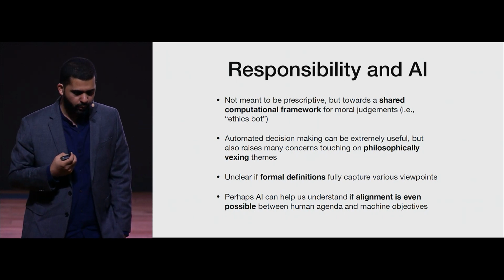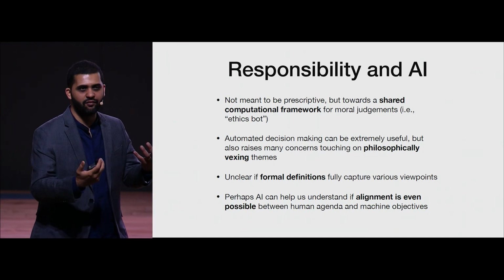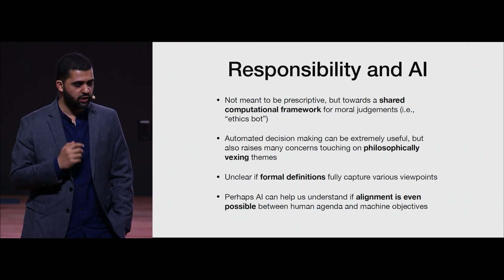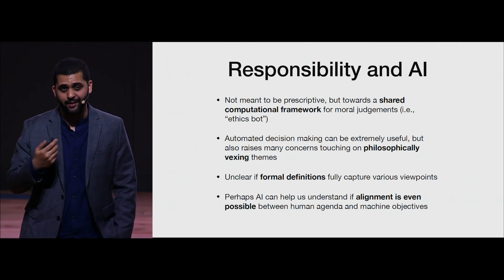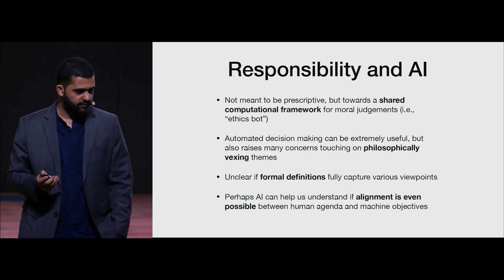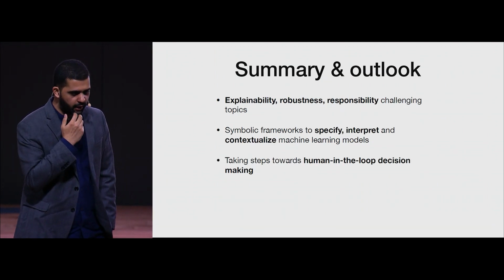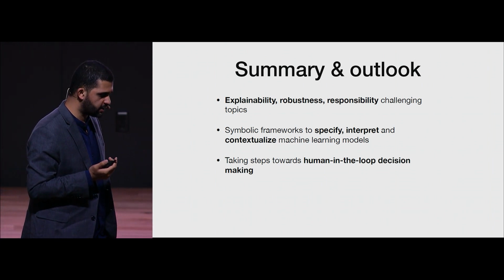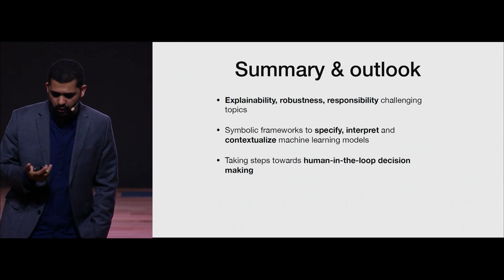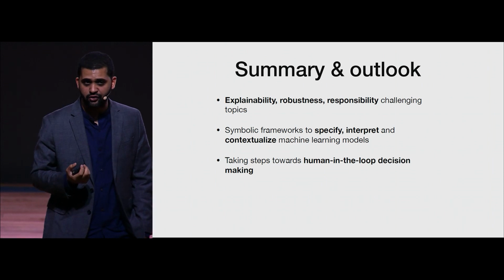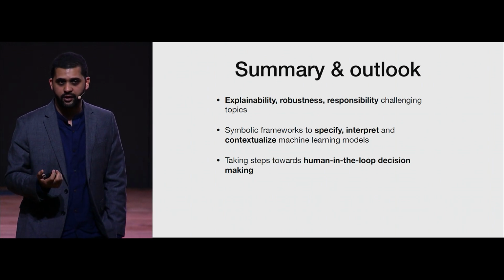But my view here really is that these models may provide some insight on how we can see if there's an alignment between human decision-making and machine decision-making, even if the machine decision-making is in some sense not extremely sophisticated beyond a simple computational mechanism. To kind of summarize what I've been talking about, I would say that all of these three topics, the notion of explainability, the notion of robustness, and the notion of responsibility, are extremely challenging topics. We certainly don't have good answers yet.